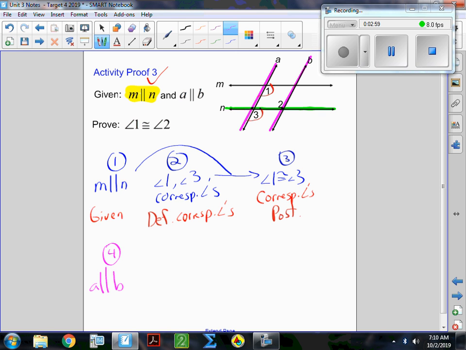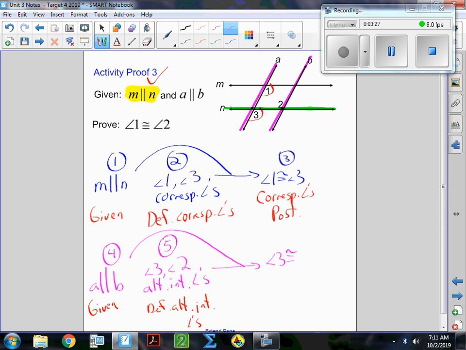State your parallel lines. State your angle pair. My angle pair are angle 3 and 2, and those are alternate interior angles. So I have a given, a definition, alternate interior angles. If I have parallel lines, then my alternate interior angles are congruent. So angle 3 is congruent to angle 2. Alternate interior angles theorem.